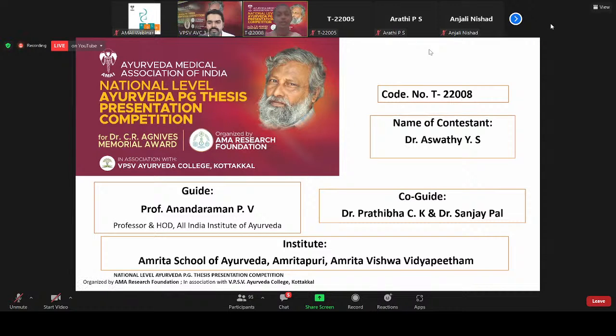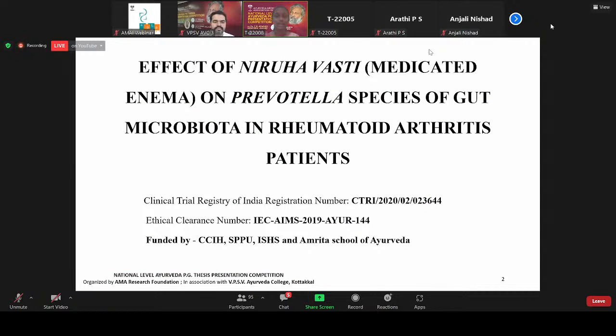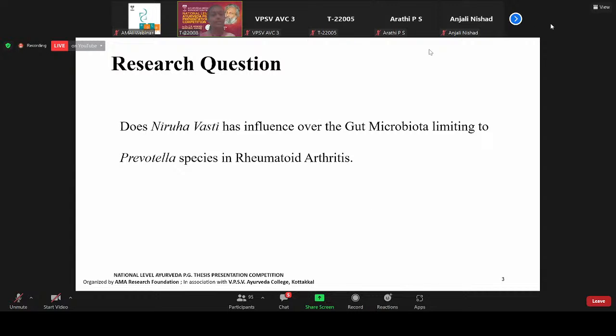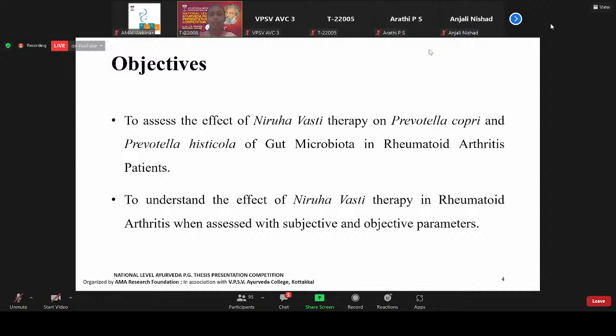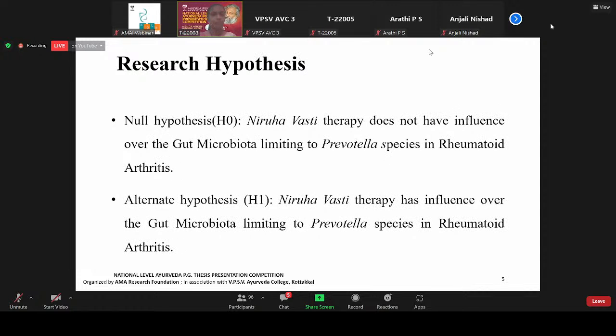Good morning, dear dignitaries and dear researchers. Myself, Ashwati YS from Amrita School of Ayurveda, under the guidance of Professor Anandram Sharma, would like to present our topic: the effect of Niruhavasti medicated enema on Prevotella species of gut microbiota in rheumatoid arthritis patients. Research question: does Niruhavasti have influence over gut microbiota, limiting to Prevotella species in RA? Objectives: to assess the effect of Niruhavasti therapy on Prevotella copri and Prevotella histicola of gut microbiota in rheumatoid arthritis patients, and to understand the effect of Niruhavasti therapy in rheumatoid arthritis when assessed with subjective and objective parameters. Research hypothesis: null hypothesis, Niruhavasti therapy does not have influence over gut microbiota, limiting to Prevotella species in RA, and alternate, Niruhavasti therapy has influence over gut microbiota, limiting to Prevotella species in RA.